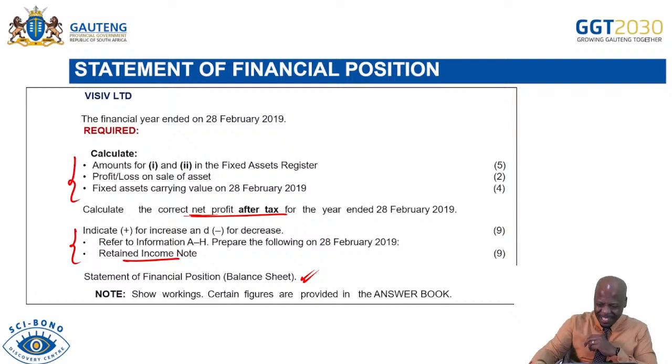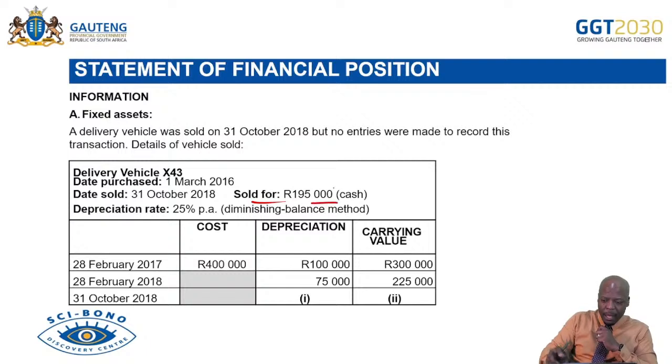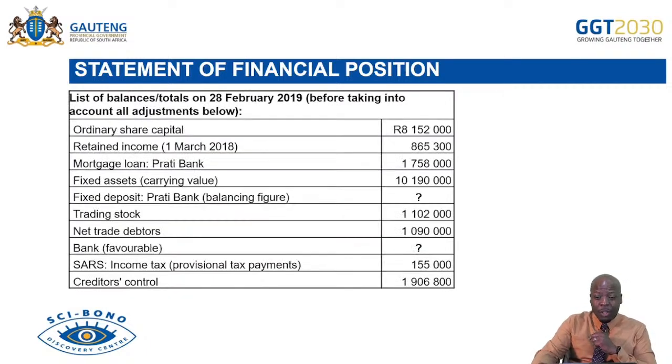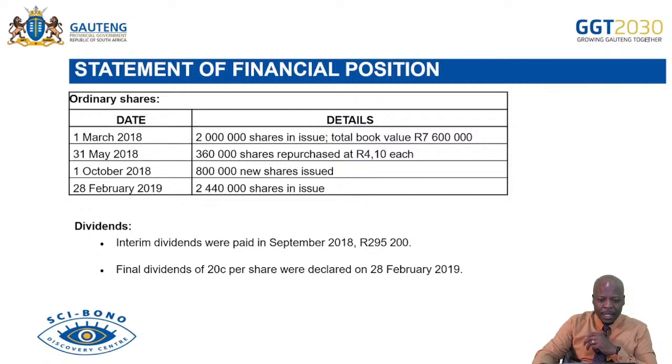Okay, let's go on. In today's class, here is the information that relates to our fixed assets. All right, so we are told here that we have a delivery van that was sold for cash 195. Okay, let's go on. So this is the extract of information that was taken as of the 28th of February, the year 2019. But this is before taking the adjustments below into account. Let's see. These are some of the adjustments. So we're given the net profit before tax was calculated before correcting the following. All right. And then you see here's more information.